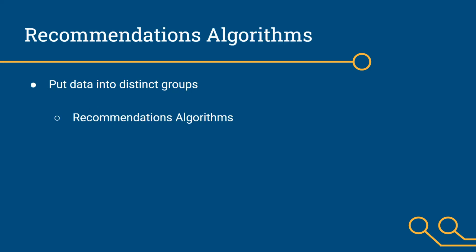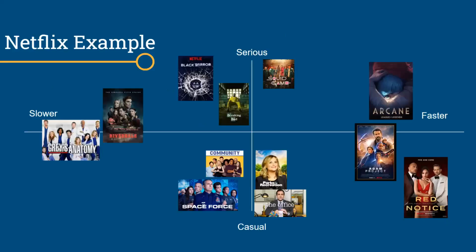Recommendation algorithms, as I said earlier, the whole point of clustering is to put data into distinct groups. And this is good for something like, if we think about Netflix's recommendation algorithms, it has all of these different movies and TV shows, and they are labeled as maybe more serious, more casual, faster paced, slower paced, et cetera.